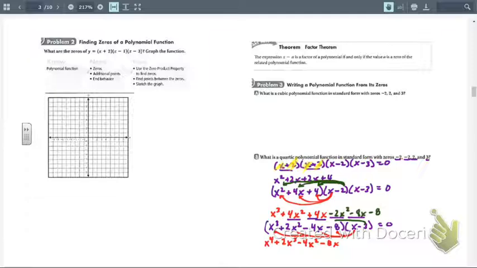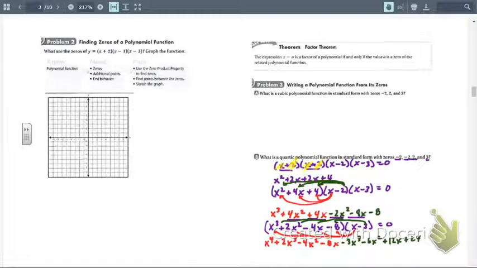Now distribute the negative 3. So negative 3 times x cubed is a negative 3x cubed. Negative 3 times 2x squared is a negative 6x squared. A negative 3 times negative 4x is a positive 12x. And a negative 3 and a negative 8 is a positive 24.